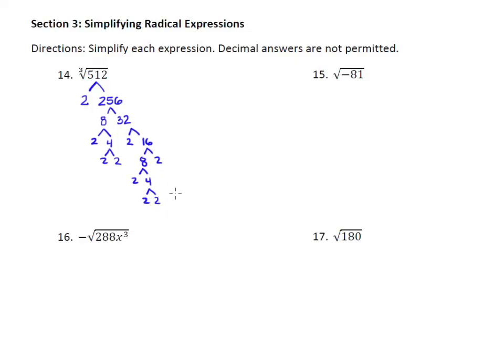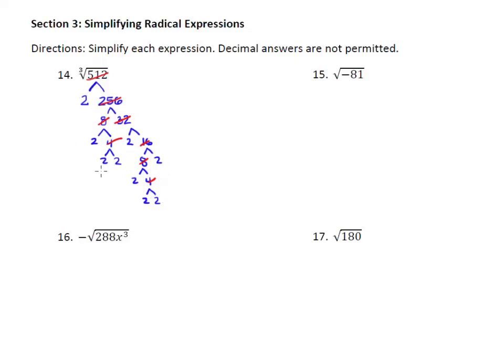Okay, so as I look at all this tree mess that I have right here, anything that got broken down, I don't care about anymore. So I'm going to put a little red line through these. So 512, I don't care about anymore. 256, I don't care about anymore. 8, 32, 4, 16, 8, and 4, all those numbers I don't care about anymore. All I care about are these twos right here.